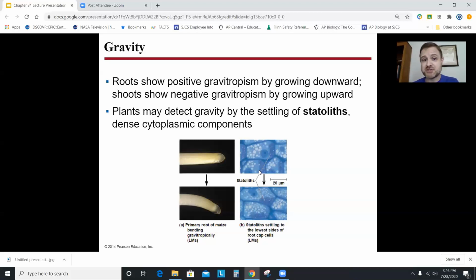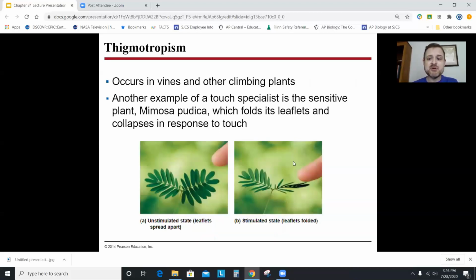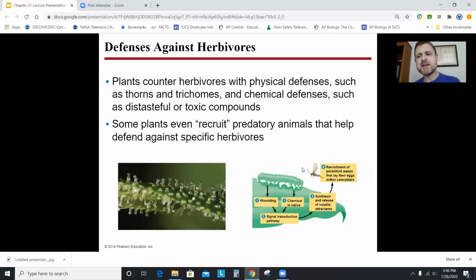So that's a gravitropism. A thigmotropism, this is a mimosa plant, and if I touch the mimosa plant, the leaves close. Another example would be like an ivy growing up a tree or a vine coiling around a trellis. It's like the plant knows when it's touching something and then grows around it. Those are called thigmotropisms. Couple things, then we're done.